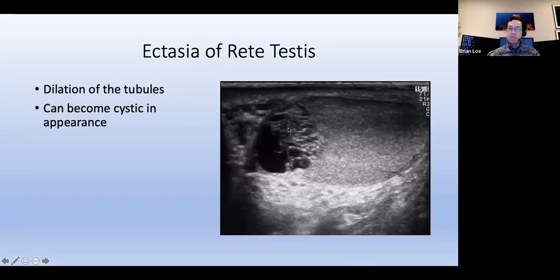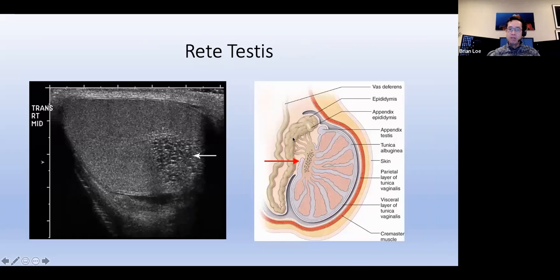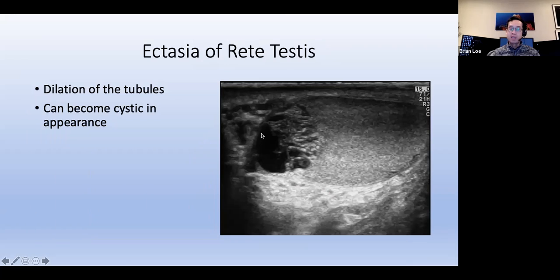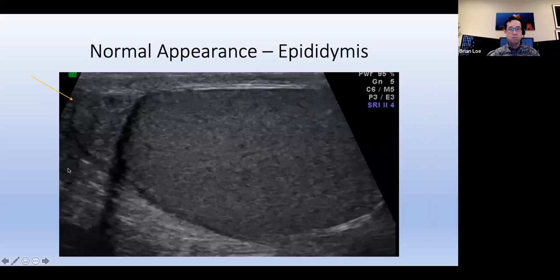So this is the same structure as this, which is normal, which is represented here in this diagram, except in this case, perhaps the patient had a vasectomy in the past. The ducts or the ductules get quite dilated and cystic looking. So you have to evaluate and determine, is this location consistent with the rete testis? Okay.